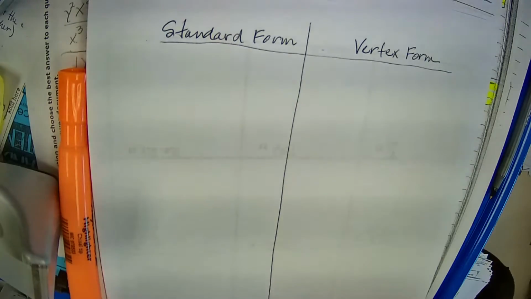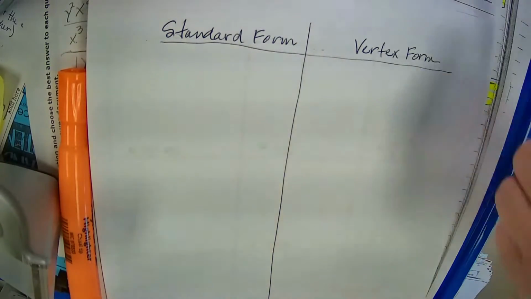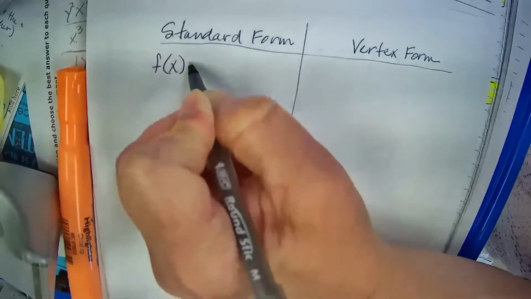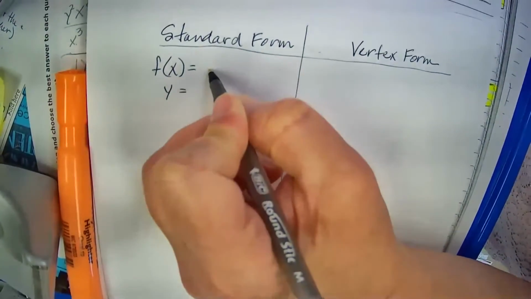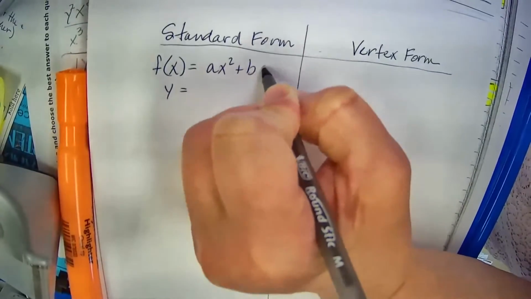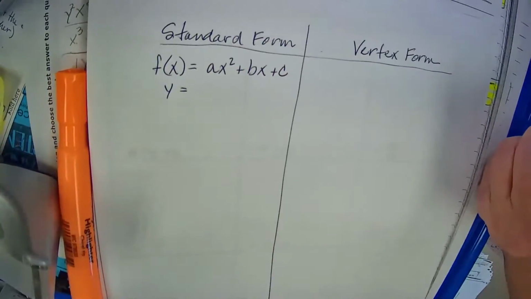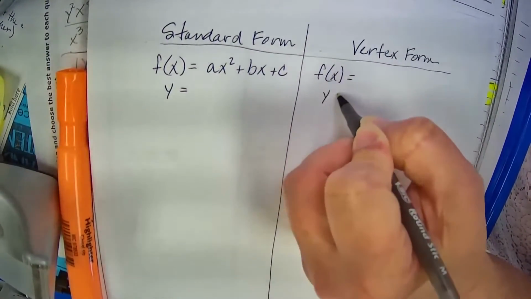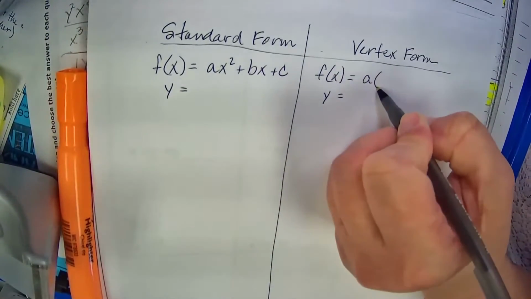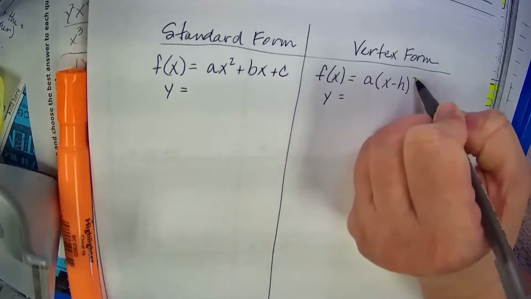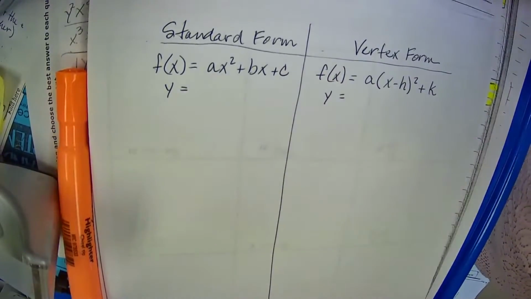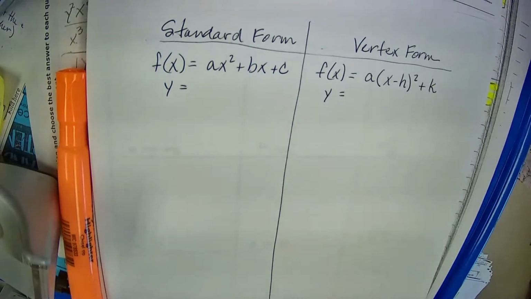Now, just a fast overview from the other day, because I know a lot of y'all weren't here. Standard form is either f of x equals or y equals ax squared plus bx plus c. Vertex form is either f of x equals or y equals a times (x minus h) squared plus k. Then we're going to start talking about specific things on the parabola.